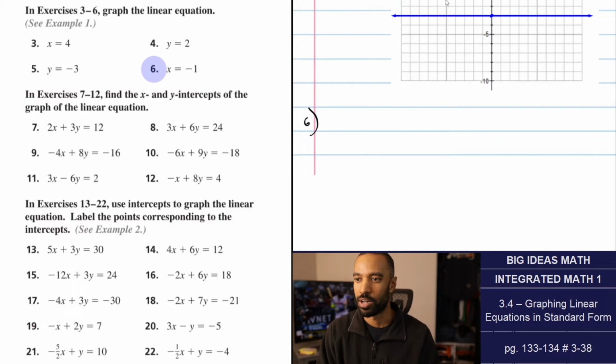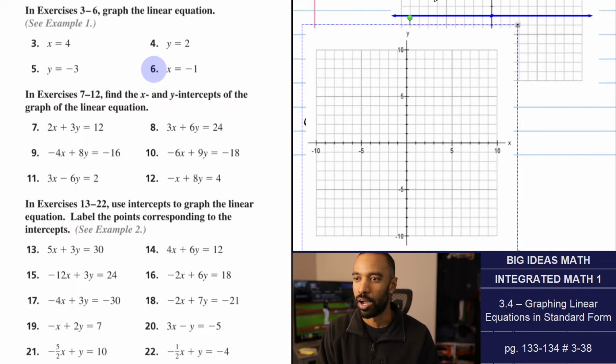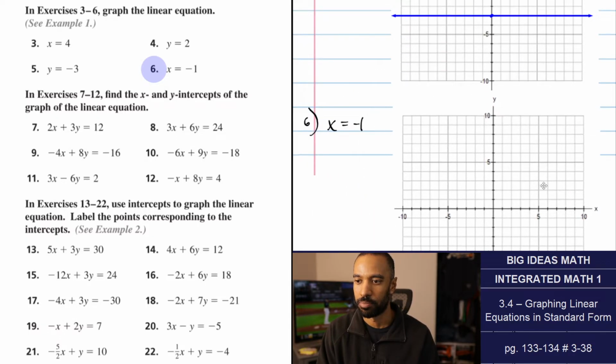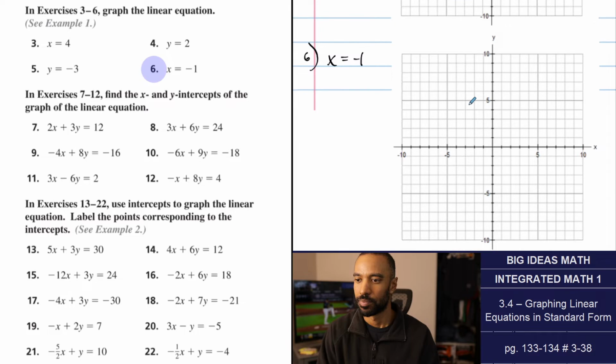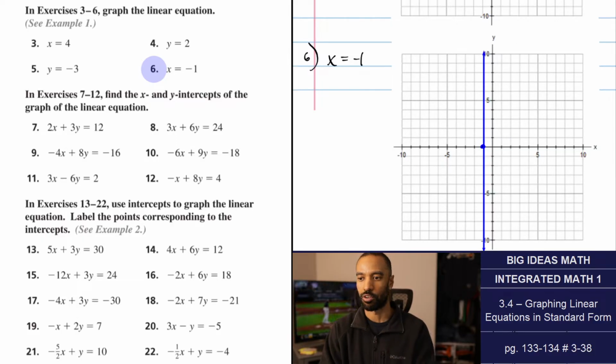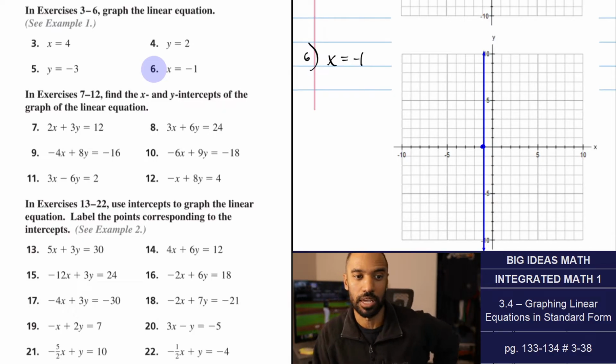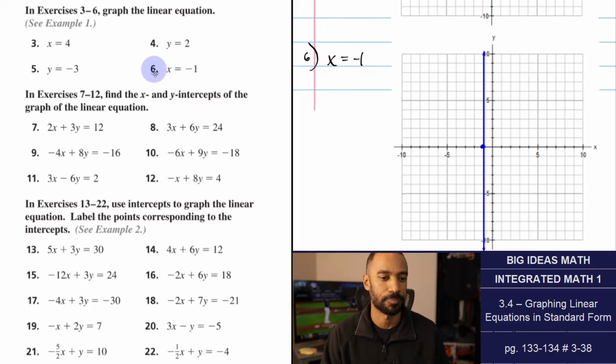X equals -1 is a vertical line that crosses through -1 on x, among all the other x values that are -1. But I'm going to plot -1 and draw the vertical line. Now, if only every problem in the whole section were this easy, we'd be great. But I hope that as life goes on, and as we do other sections, you don't forget how to draw horizontal and vertical lines or what their equations look like, because they will be used in the future.